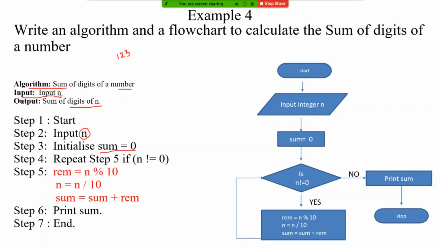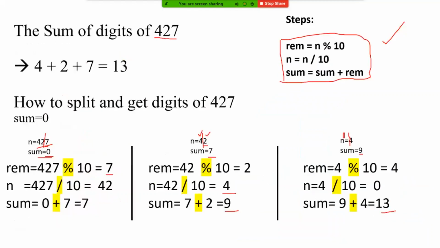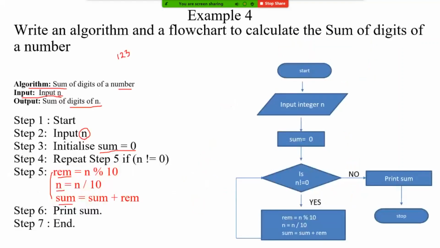Then initialize sum equal to 0. We are using a variable. Any name you can use. I am using a variable called sum. Now we are going to write, repeat step 5. In step 5, we have 3 steps. What is the first step? Remainder. Second is finding the new value of n. And the third step is finding the new value of sum. After that, we are printing the sum. Same 3 steps I had given here. Understood? That only I am writing here.